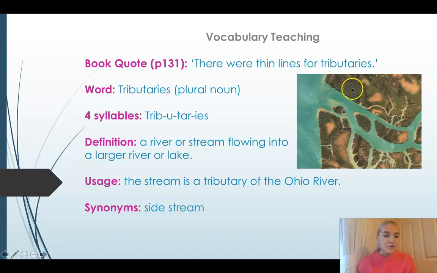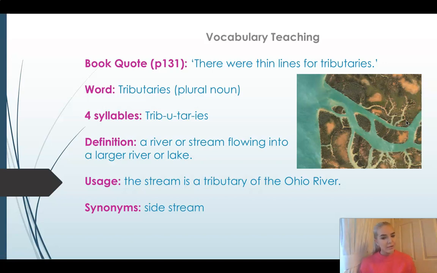And looking at the photo, these bits of the river and the streams are the tributaries. And then it flows into a larger river or lake, and that is exactly what a tributary is. A tributary is a river or a stream that flows into a larger river or a lake. So all of these bits and kind of routes are called the tributaries.